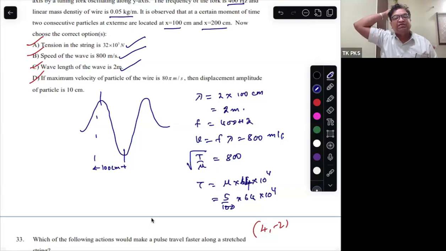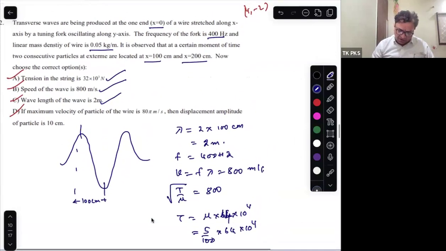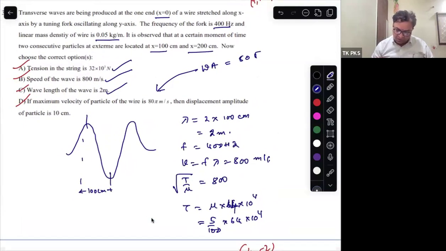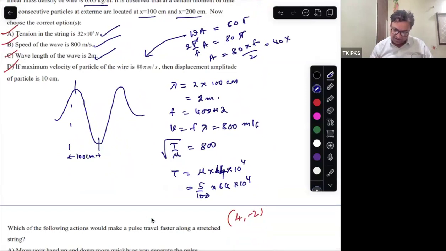Maximum velocity of the particle of the wire is 85 meters per second. Very simple. What you have given to me is omega A. Omega A is given as 80 pi. Omega, hold on. What is omega? 2 pi by F. A is 80 pi. Pi cancel. The amplitude is 80 into F by 2, which is nothing but 40 times frequency, 400.